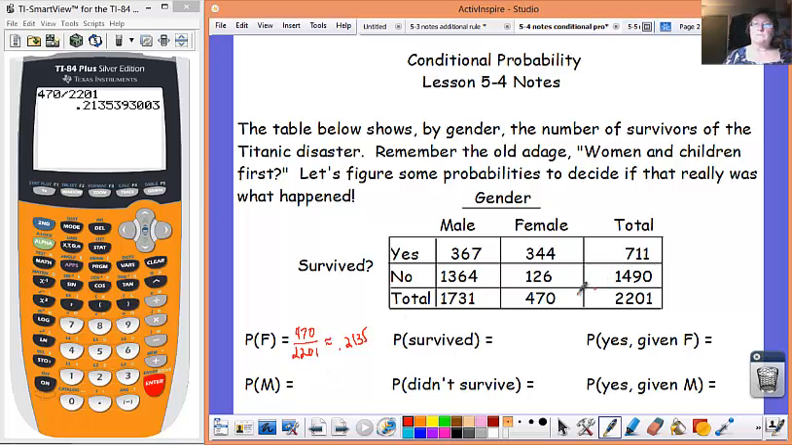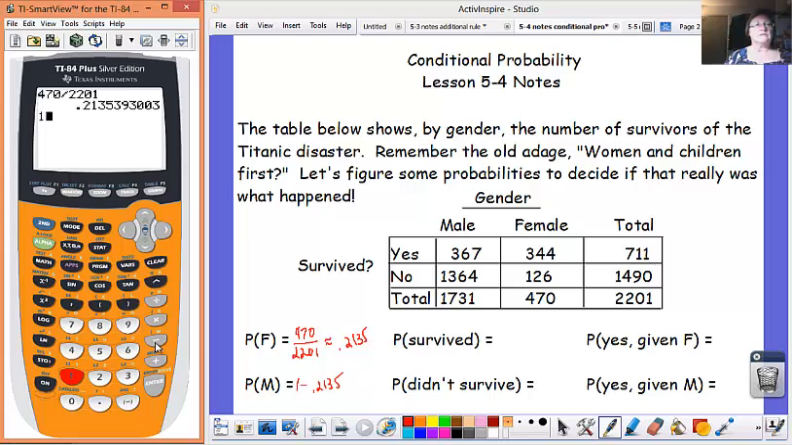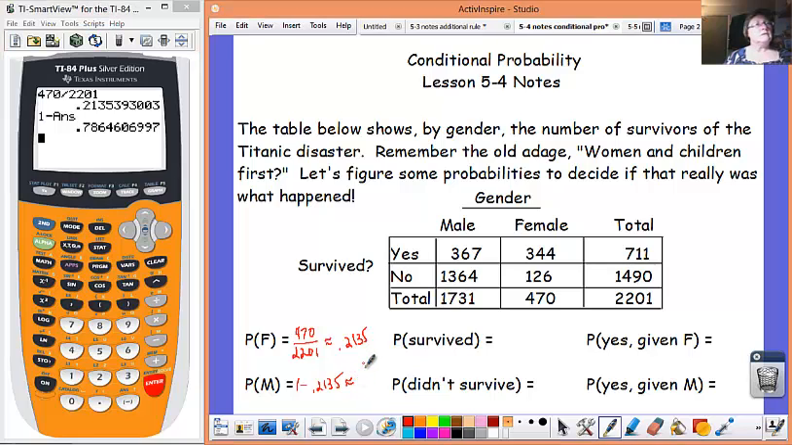Men vastly outnumbered women, that's for sure. In fact, to find the probability that you were a male on that ship, we could go 1,731 divided by 2,201, or we could just say, hey, it's the rest of them, and that would be the complement of being a female, so 1 minus 0.2135. That's probably the easier calculation to make, and that is right about 0.7865.